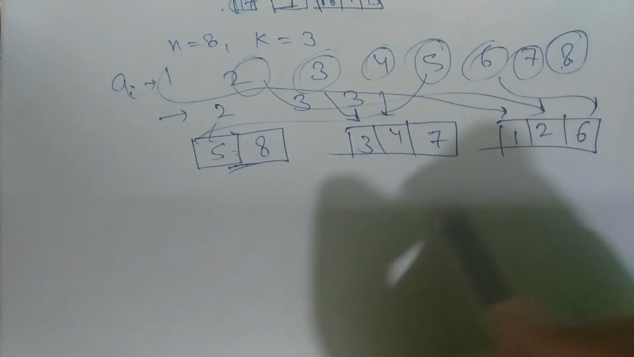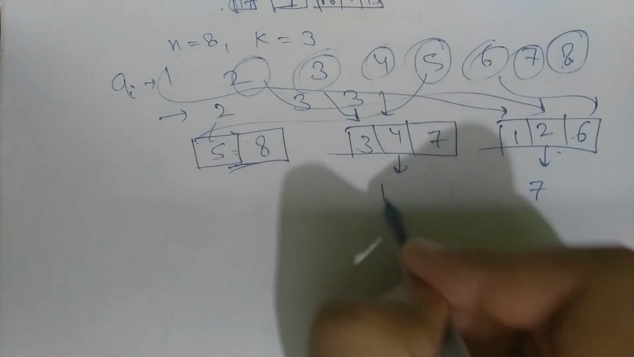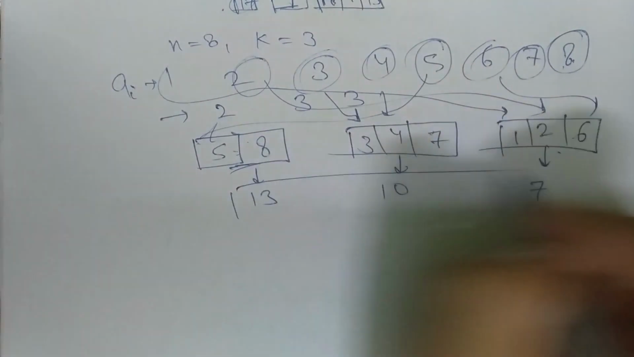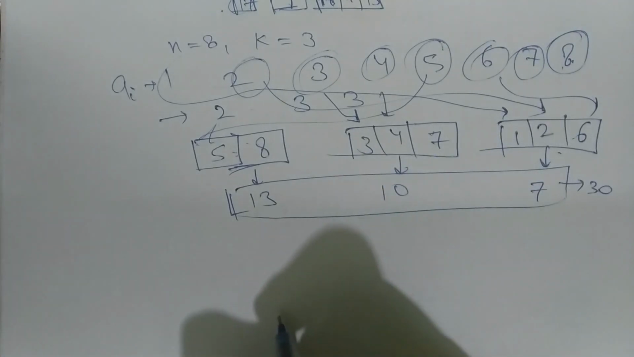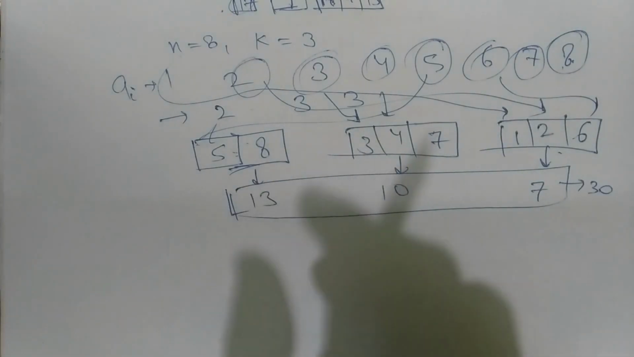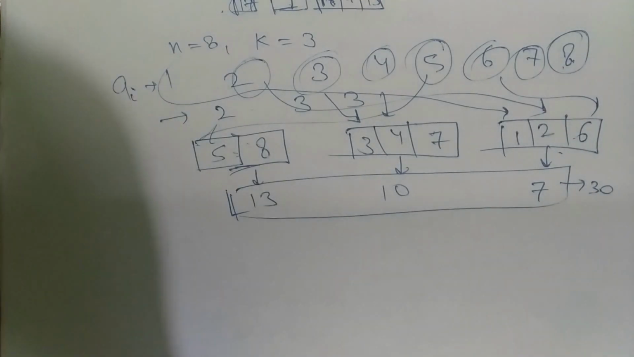So 2 1. This way, the maximum plus minimum from this is 7, from this is 10, and from this is 13, and this sum will be maximum. It is 30. So that's the algorithm that will work for this question, and now we are going to implement it.